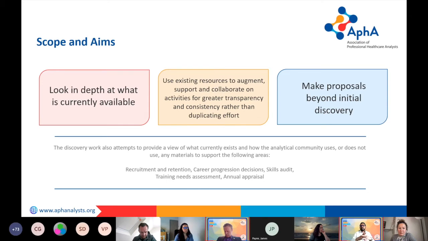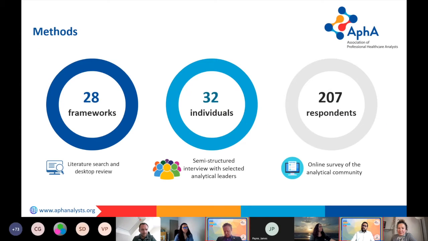So there were three areas we looked at. We looked at what's currently available through the discovery phase. We looked at what we can do to really avoid the duplication of effort, and we needed to look at, from our findings, what kind of recommendation we come up with, and I'll talk to you about that shortly. So this is a very quick visual summary of the work that we've done.